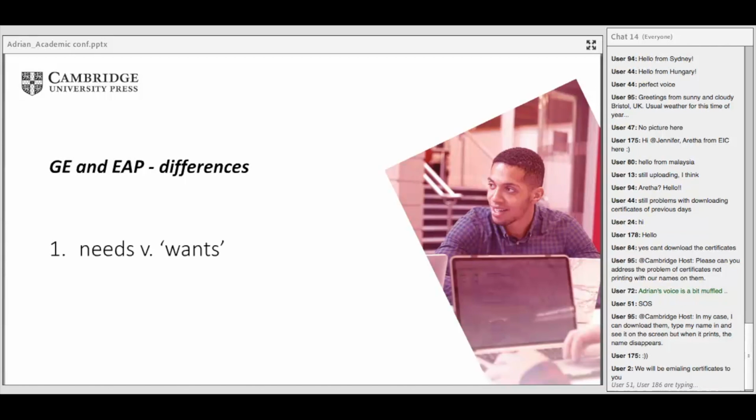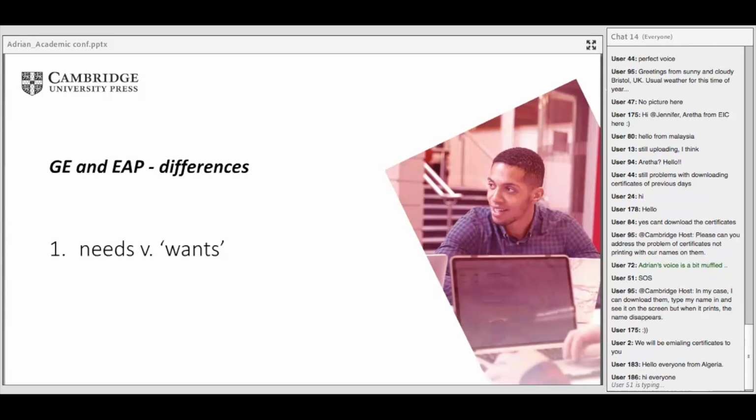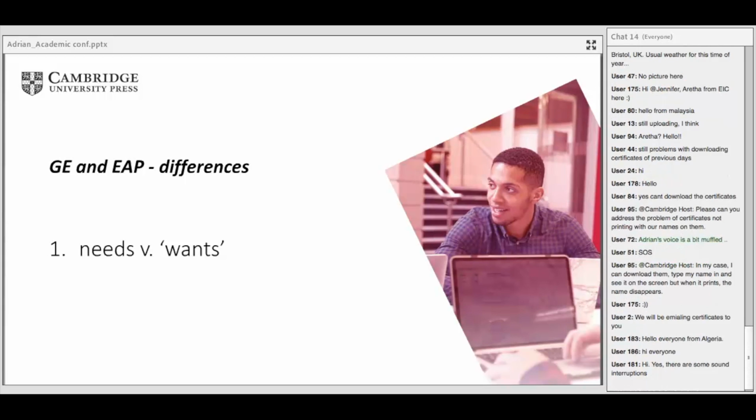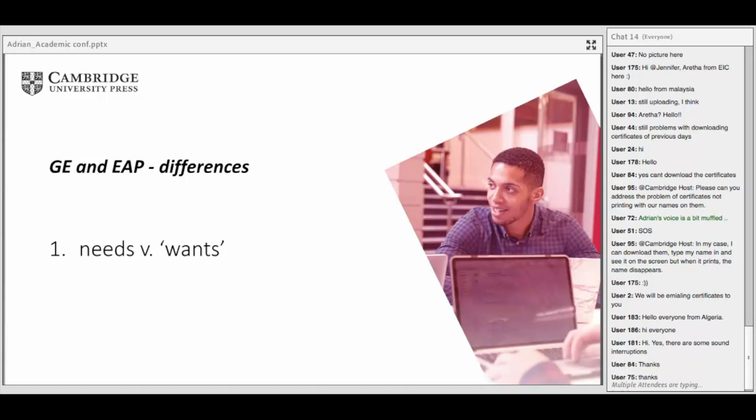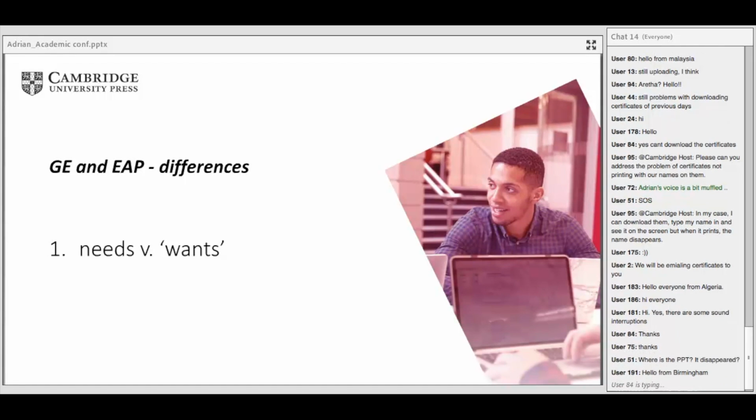So here's the first one, the contrast between needs and what I've called here wants. In other words, to what extent do we define the content of our teaching, of our course, in terms of the perceived needs of the learners, and to what extent is it determined by what we think students might want to do rather than what we imagine they might need, or we assume they might need to do.